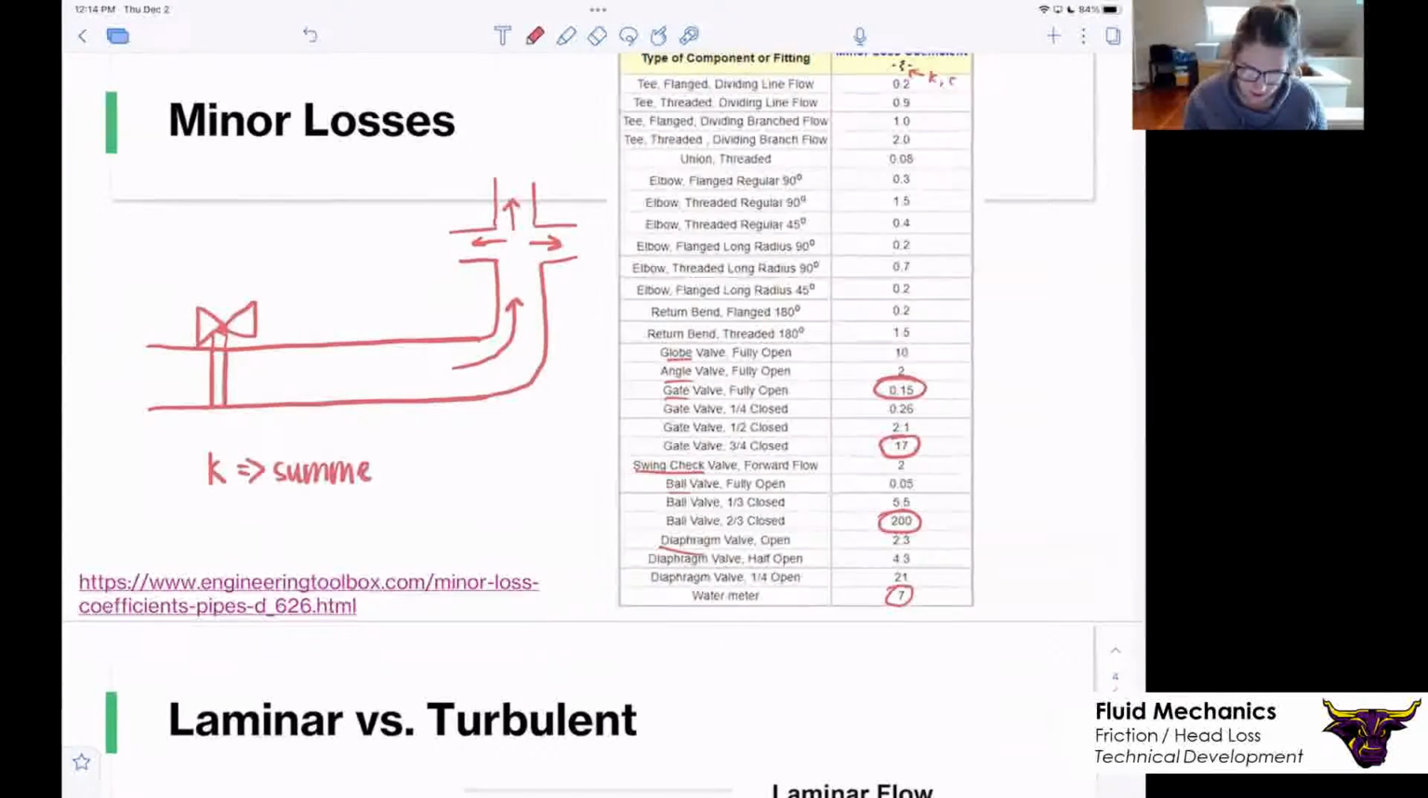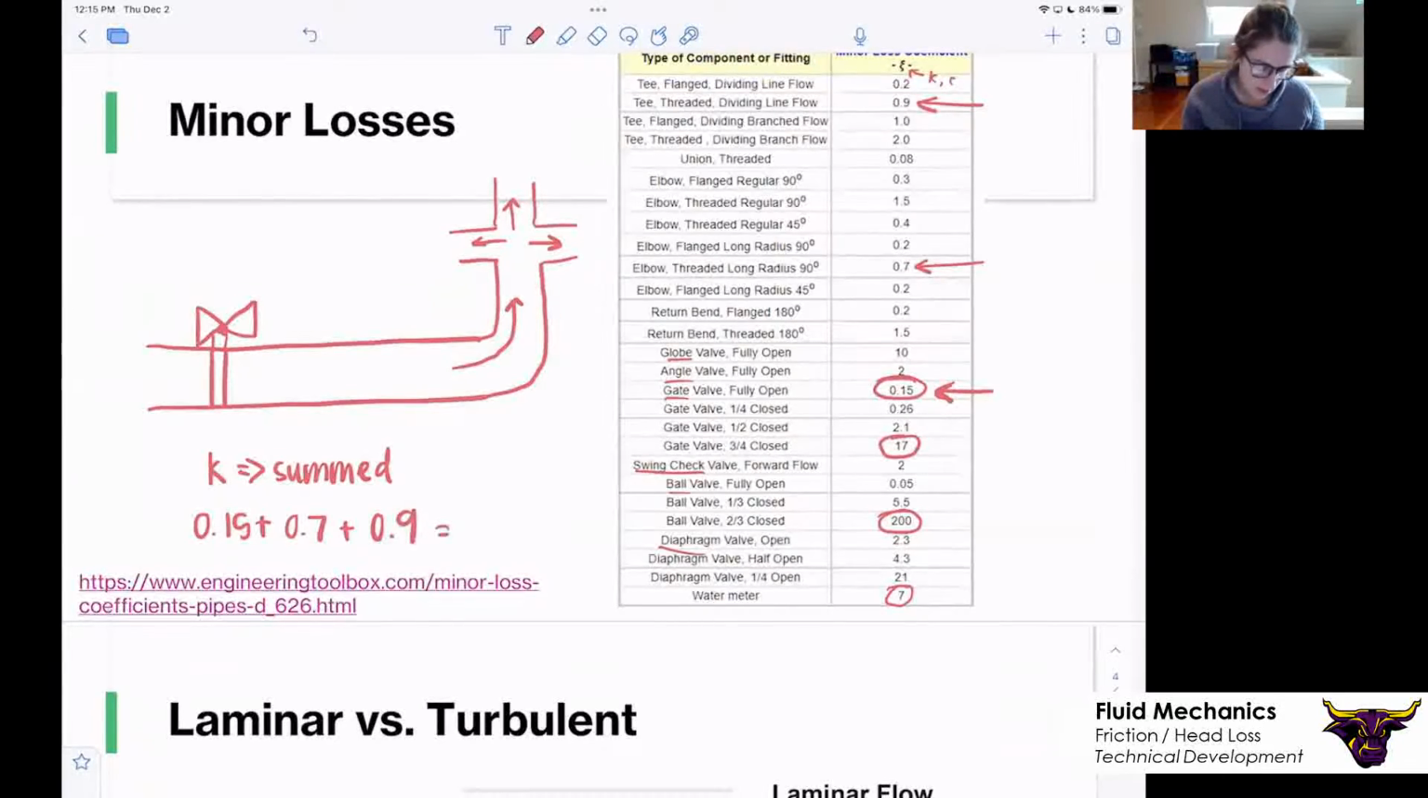So say I have, let's say this is a gate valve fully open. So I'm going to do 0.15. That's where I'll point this out here, 0.15. And then let's say we have, I don't know, an elbow threaded long radius, 90 degrees. So we have plus 0.7. And then we also have a T, it is dividing line flow. So we're going to add 0.9 to this.